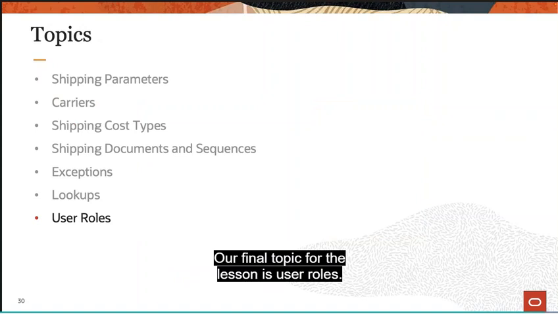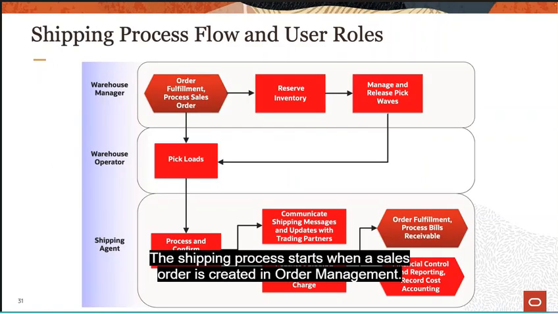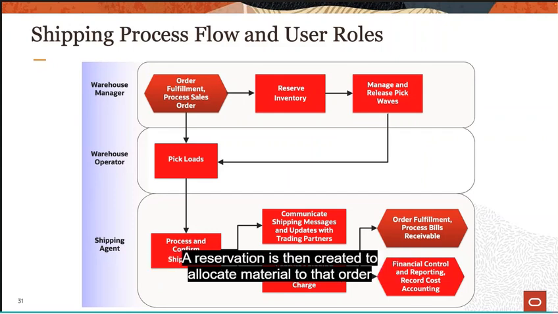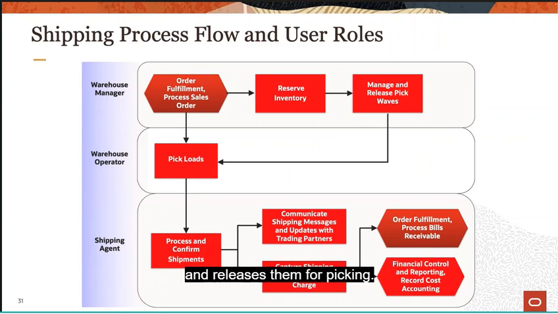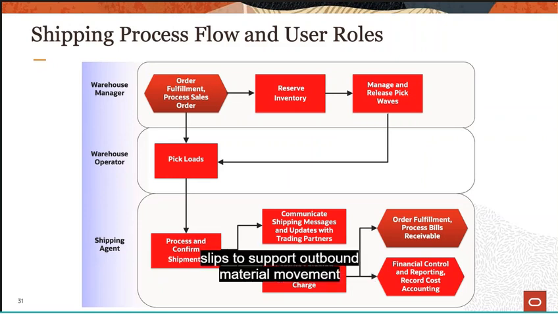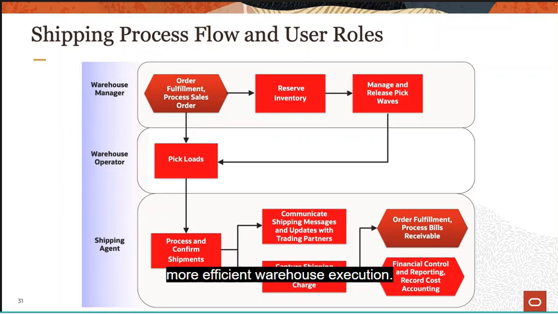Our final topic for the lesson, roles. The shipping process starts when a sales order is created in order management. A reservation is then created to allocate material to that order and prevent it from being consumed by other demand. From there, the warehouse manager monitors sales orders and releases them for picking. The warehouse manager also generates pick slips to support outbound material movement and creates pick waves to drive more efficient warehouse execution. The warehouse operator monitors and performs the picking work.